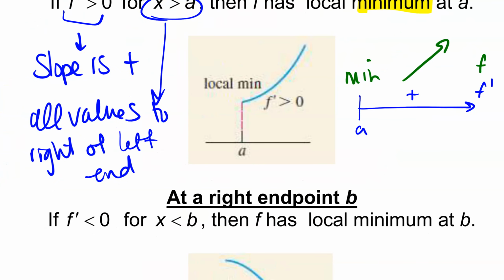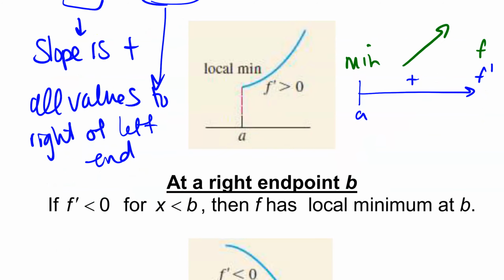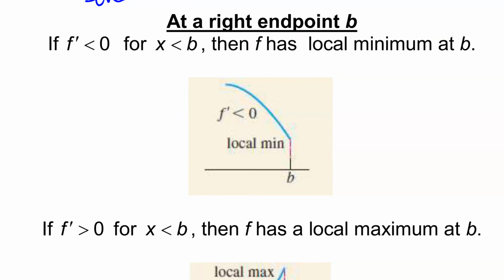Cool. So as I said, if the derivative is greater than 0 for all of the x values we care about, all the ones to the right of it, that means it's a min. And this is showing you the graph right here. So at the right endpoint, if our derivative is less than 0, if we have a negative slope, for all the x values less than b, so b is our right endpoint, for all the x values to the left of our right endpoint, if the slope is negative, guess what's happening here? It's going to be a minimum.